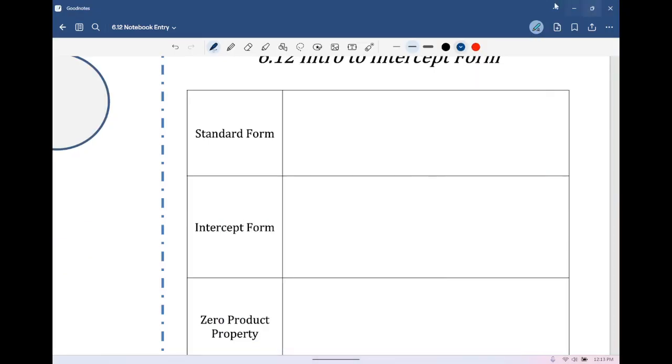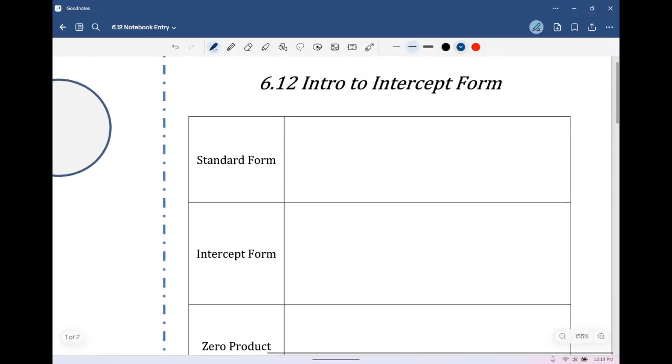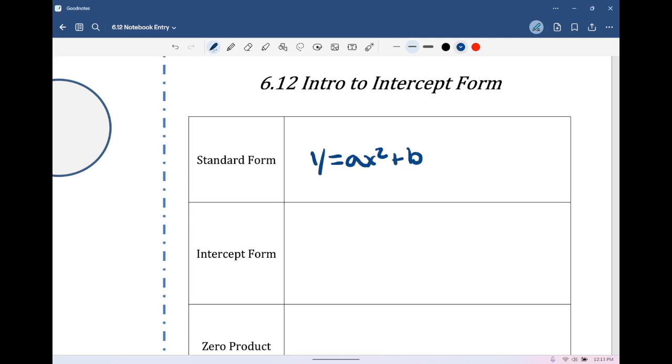All right, so 6.12 is intro to intercept form. Now, in order to fully talk about this, we have to restamp what standard form is. And so this, we've seen it so many times. Y is equal to ax squared plus bx plus c. Again, ax squared plus bx plus c. This is how we've been seeing quadratics so far, especially when we're given equations.